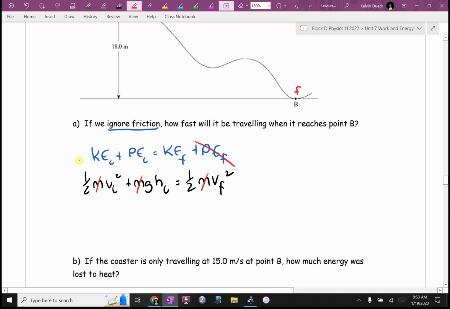But I'm going to multiply everything by 2. Now, why did I do that? Because 2 times a half is 1. This whole term cancels. And 2 times a half is 1. This whole term cancels. And I get this: vf squared equals vi squared plus 2ghi. And if you don't mind, I'm going to write it like that.